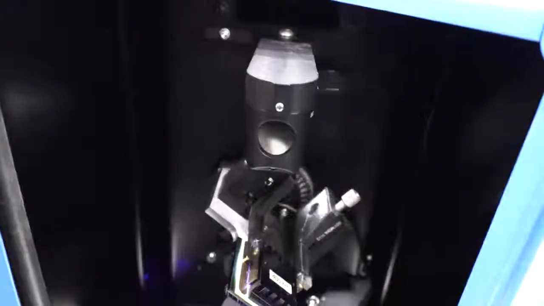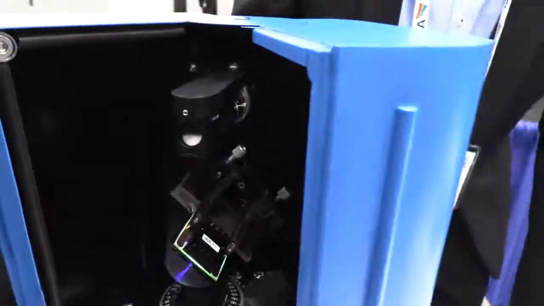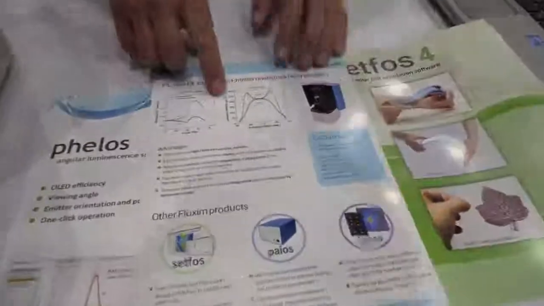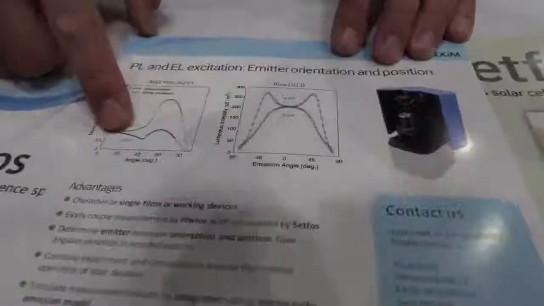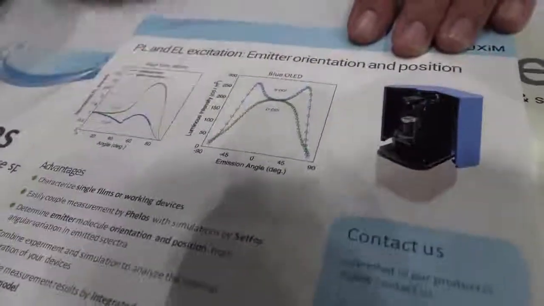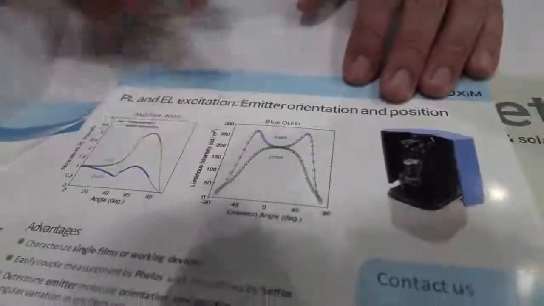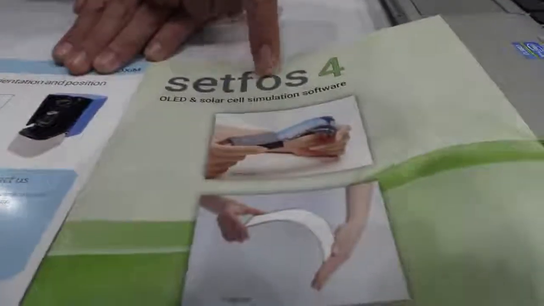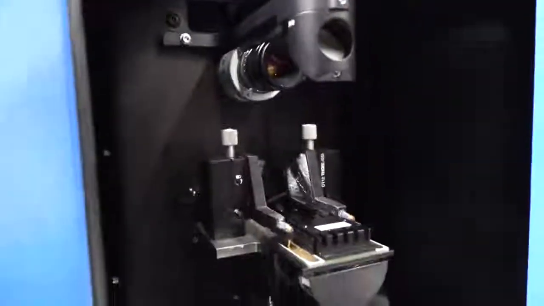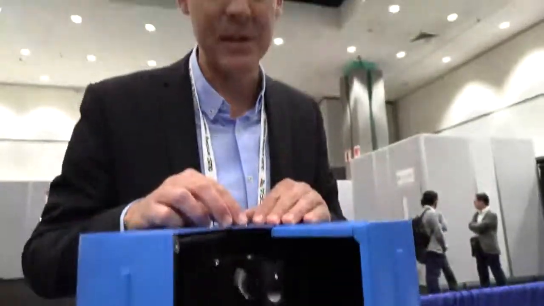The angular spectra are measured, and the angular spectra are then integrated, and in the end we plot the S and P polarized emission intensity of the OLED film, and by this we can determine the emitter orientation by doing a simulation with the SID software that gives these lines that fit the measured data. And so it's innovative that now this instrument can do optical excitation as well as electrical excitation.